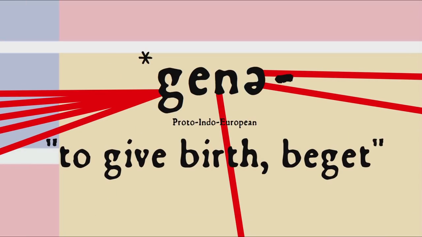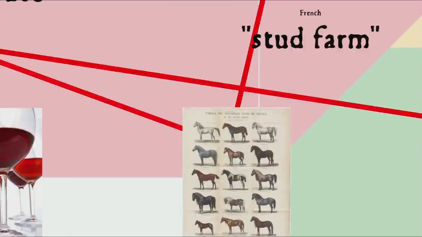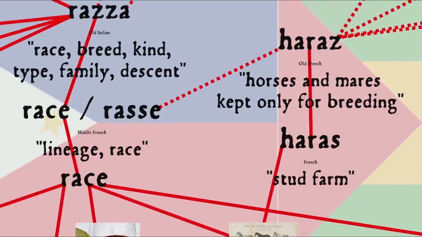But given that many early uses of the word race, not just in English but in the Romance languages, often revolved around the sense of a horse breed, some etymologists have looked for a horsey root for the word. One suggestion that has gained some acceptance is Old French haras, horses and mares kept only for breeding, also source of modern French haras, stud farm, but the source of this word is a matter of further uncertainty.